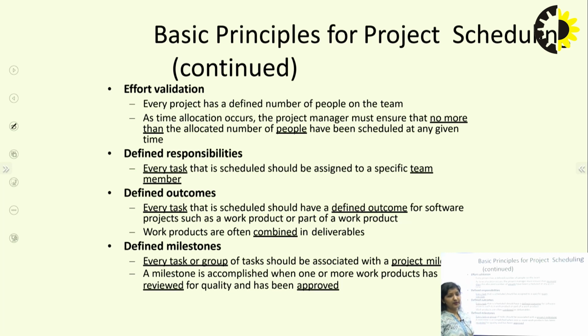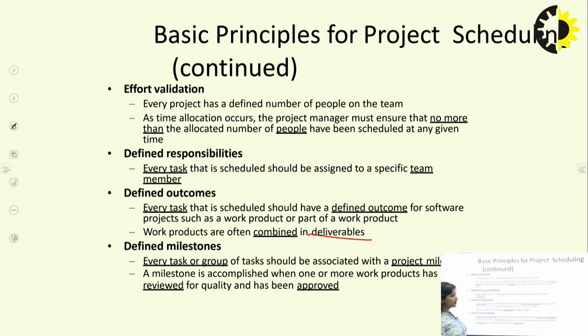Define responsibilities. Every task that is scheduled should be assigned to a specific team member. There should be a particular team member to whom that particular responsibility is assigned. Defined outcome. Every task which is scheduled should have a defined outcome, for software projects, like a work product. The work products are combined together into some form of deliverable.